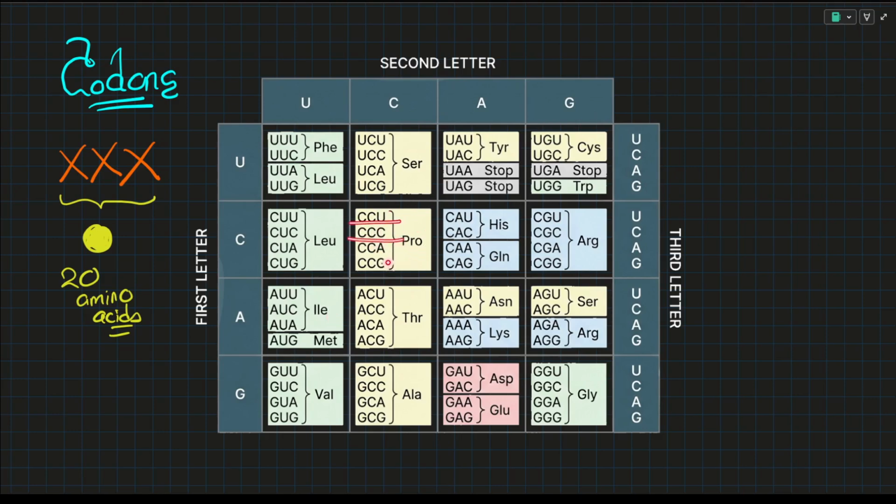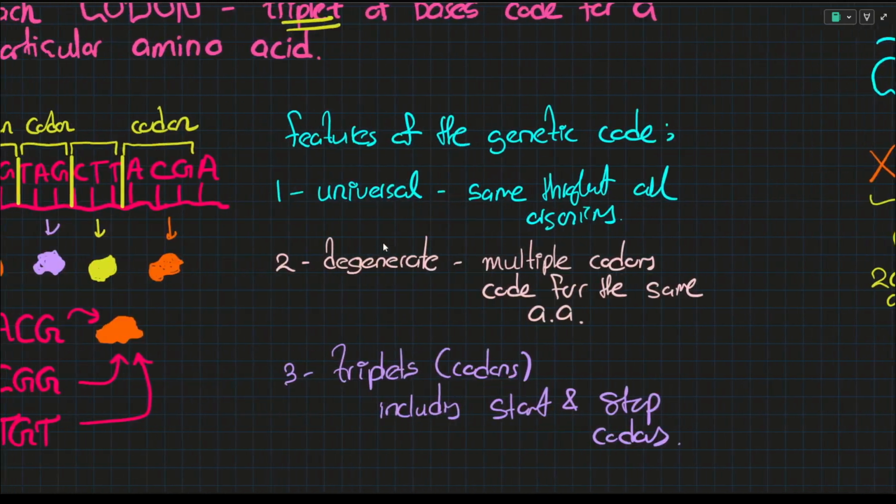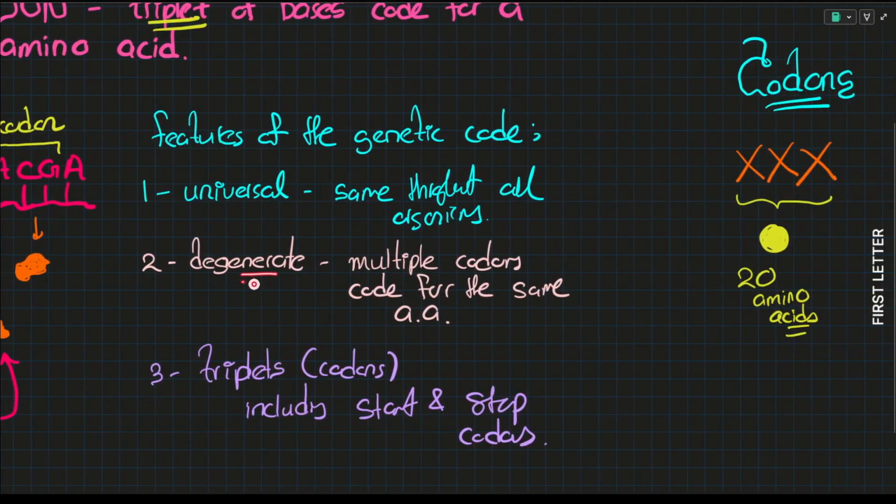If you have a CCC, it's going to be a proline. If you have a CCA, it's going to be a proline. If you have a CCG, still you would be coding for the amino acid proline. That explains the degeneracy of the universal genetic code. Multiple codons are coding for the same exact amino acid.